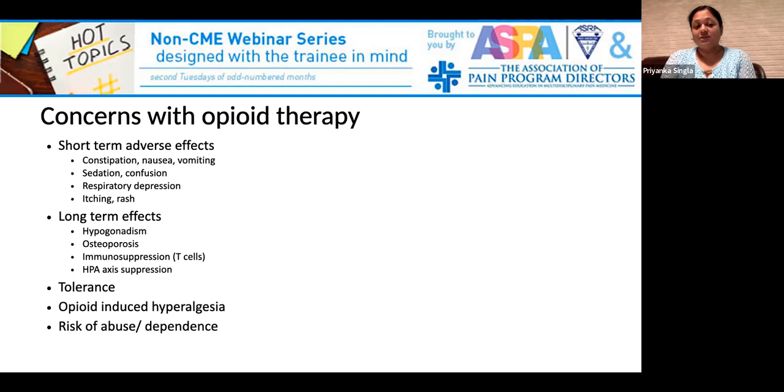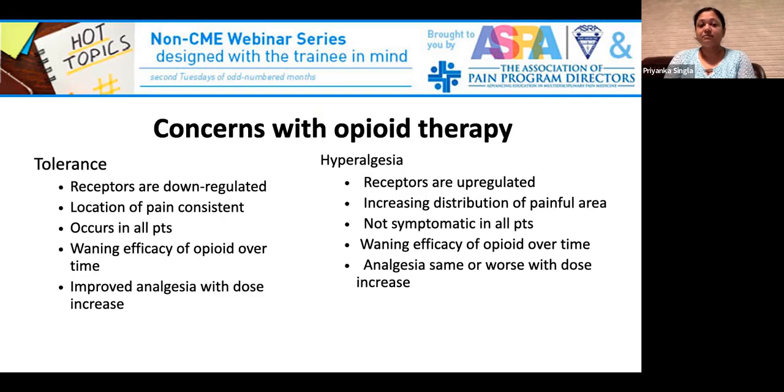Opioids can lead to tolerance. They can lead to opioid-induced hyperalgesia. And then there is always a risk of abuse and dependence. So a word about the difference between tolerance and hyperalgesia. Both will present as ineffectiveness of opioid therapy. So as a physician, how can you differentiate?